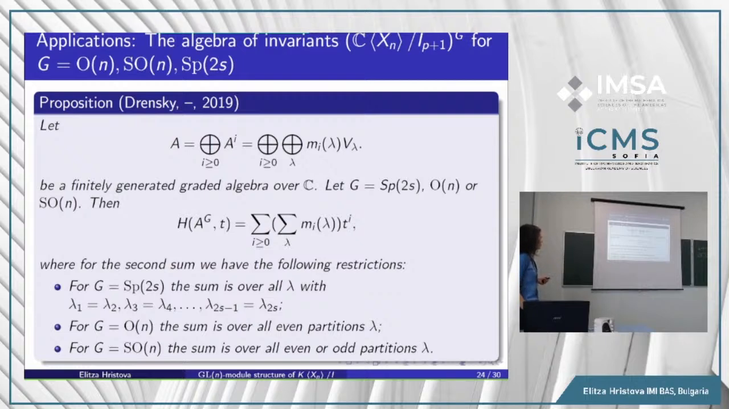And for when G is the group SP, this sum will be only over partitions where the first two rows have the same number of boxes, the second two rows also, and so on. And when G is the group ON, the sum is over even partitions only. And for SON, we get even or odd partitions.